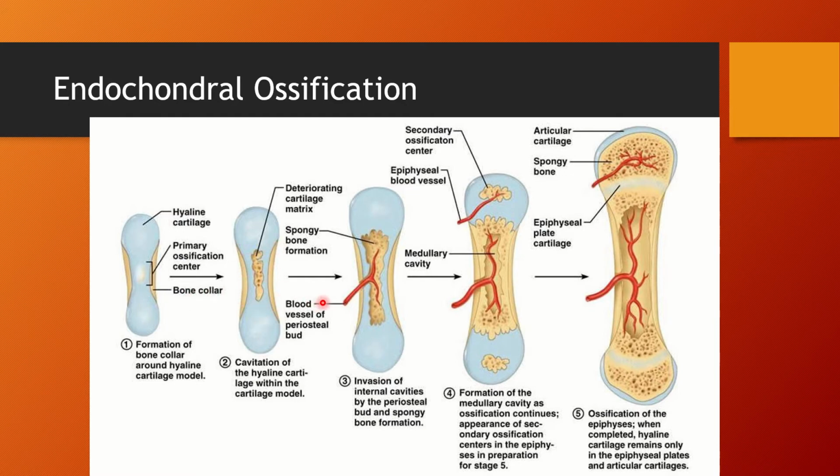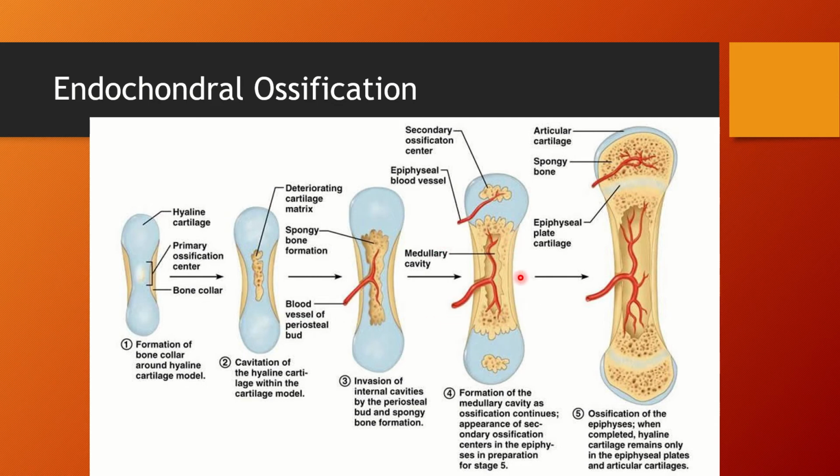Then the developing blood vessel invades, and it carries along with it some mesenchymal cells, the osteoprogenitor cells, and these osteoprogenitor cells start secreting the bone matrix. The bone matrix is then deposited. The osteoclasts also arrive and eat up some matrix, and the medullary cavity is formed. Now this blood vessel appearing is forming the primary ossification center. This is the primary ossification center because most of the bone is developed from the primary center. That is why it is the primary.